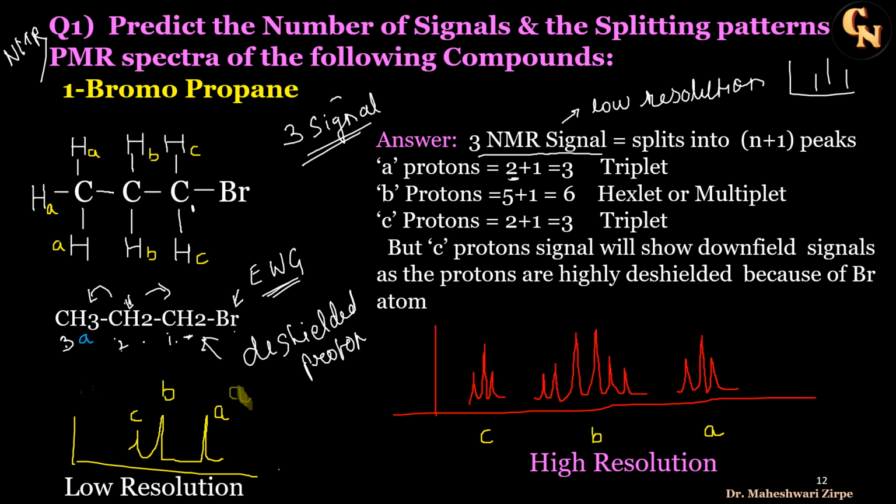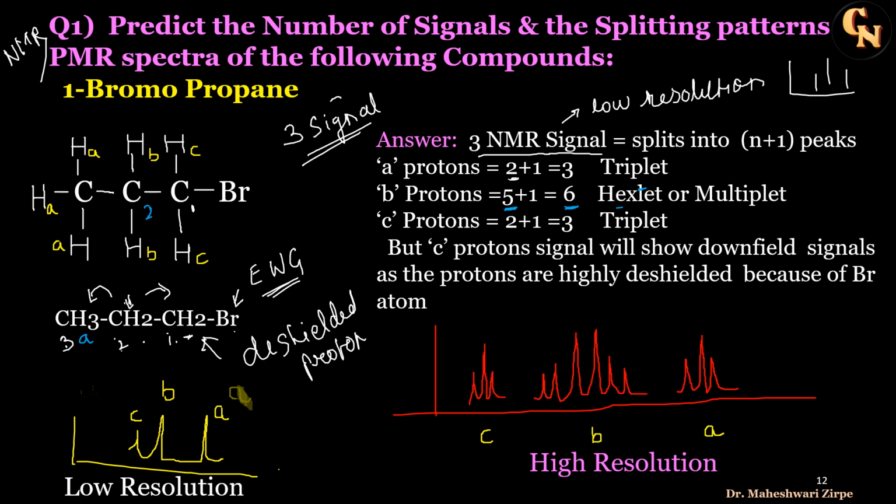Then next is B proton, the middle carbon, that is the second carbon. The second carbon proton has total how many neighboring protons? 5 protons: 3 on the left hand side, 2 on the right hand side. So total 5, 5 plus 1 is 6. So 6 will be a hextet, or a multiplet. Six peaks you can see for the second carbon proton.